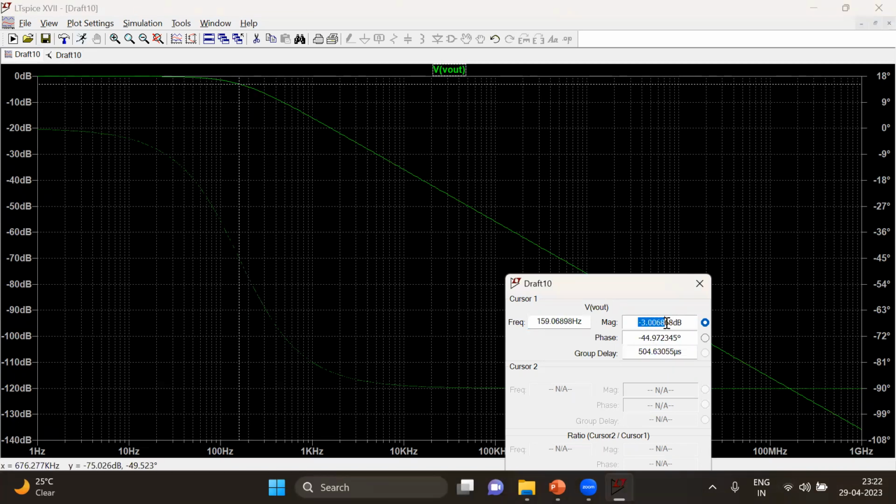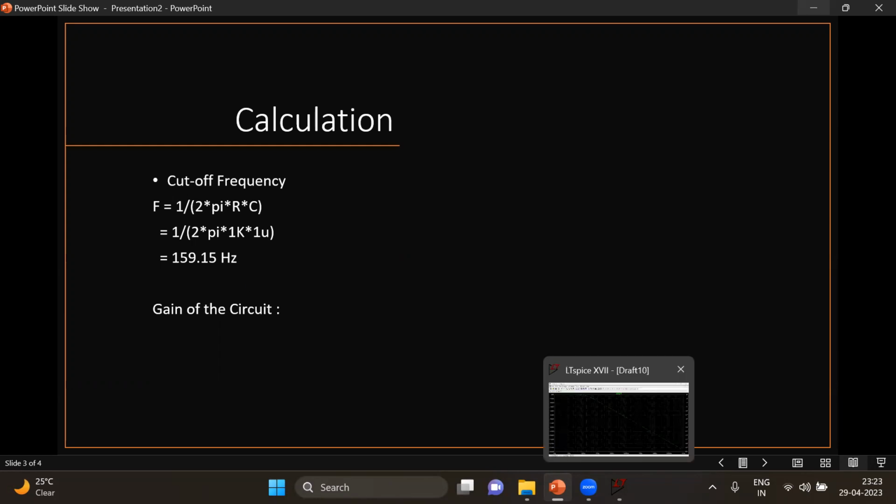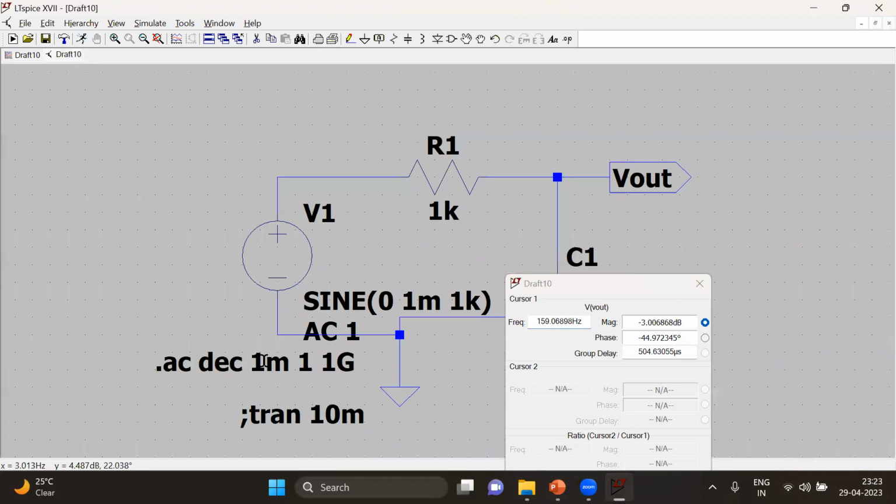So you can see this is the minus 3 dB point where the frequency coming down is almost 159.068 hertz. So that's what we have calculated in our circuit. So what is our cutoff frequency? It is 159.15. So if you assume it precisely, it's 159. So this is the corresponding frequency, and you can see that the phase difference of the wave at that particular frequency is minus 44 degrees. So that's what you can see in this waveform.